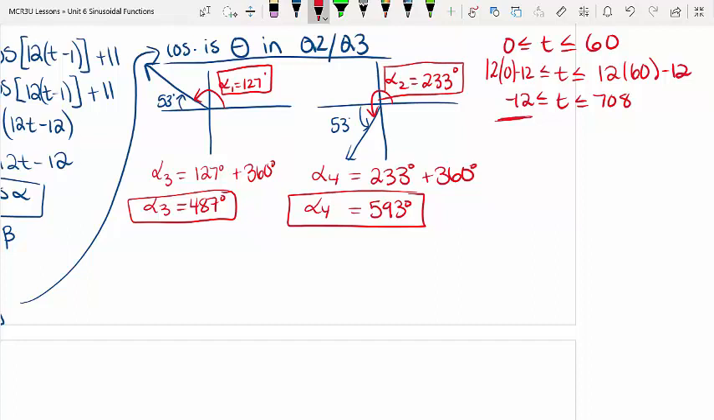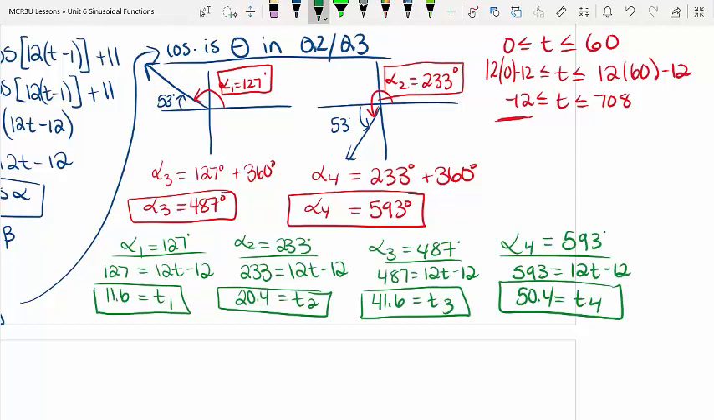So now, if you remember in Unit 4, Lesson 8, the next thing we have to do is convert them back to values of t. So let's take each of these 4 values of alpha, set them equal to 12t minus 12, and find our values of t. Okay, so therefore, this seat is 5 meters high after 11.6 seconds, after 20.4 seconds, 41.6 seconds, and after 50.4 seconds.